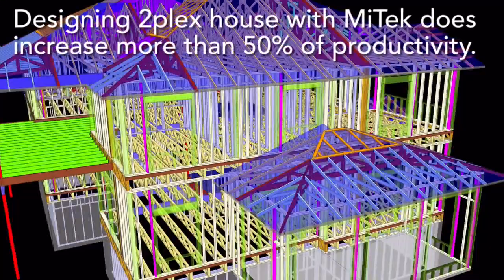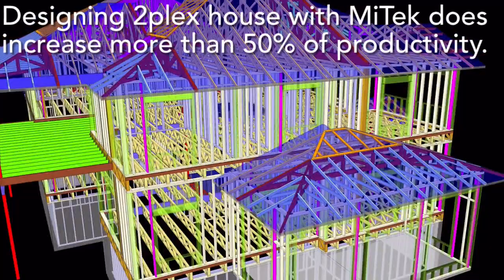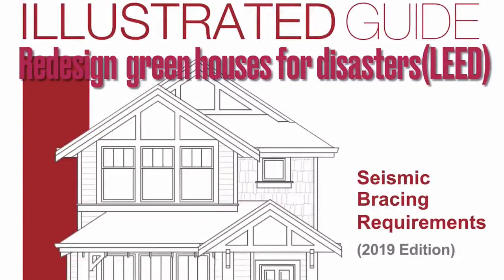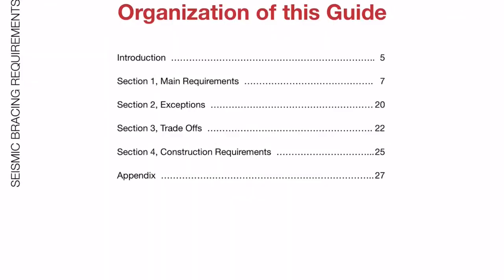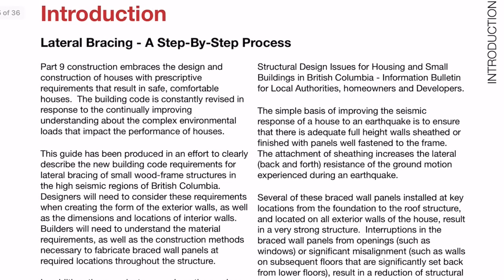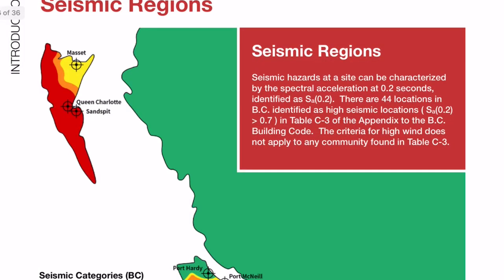This guide contains most requirements for locating required lateral braced wall panels and for the construction details for those panels, and is based on Part 9 of the BC Building Code. The lateral forces on a building cannot be resisted with unbraced studs and plates. The motion will tend to deflect the studs and result in significant damage or even failure.